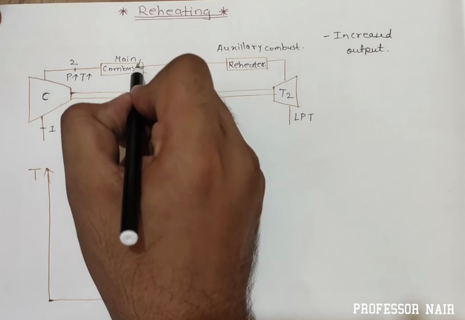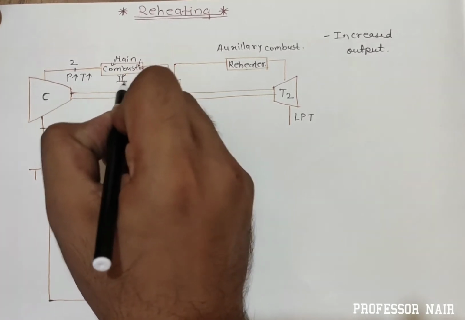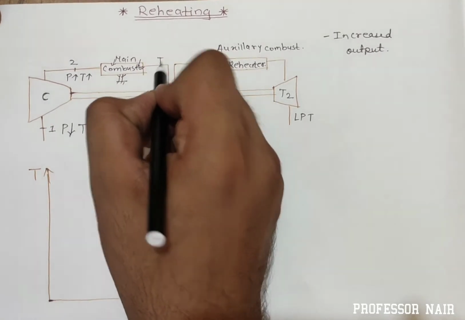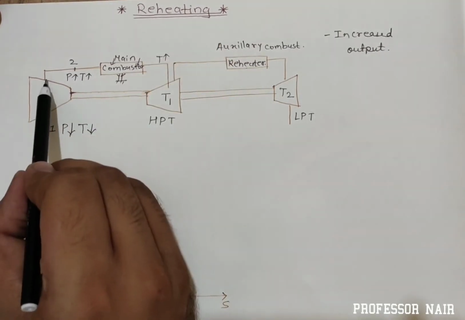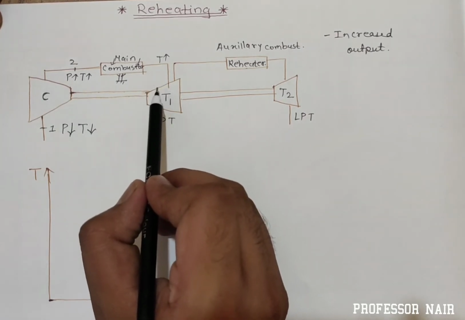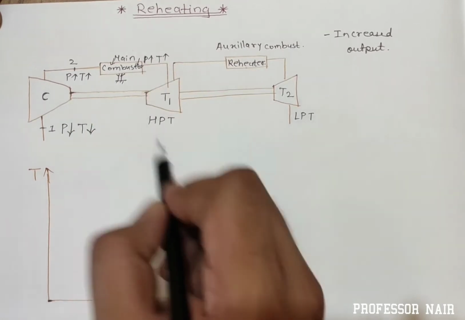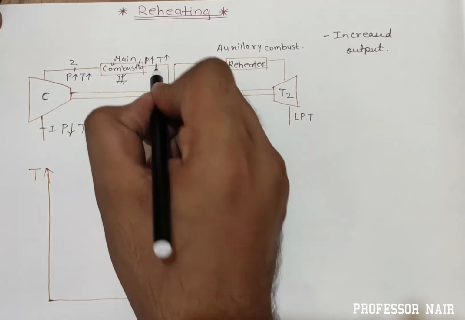Again in the combustor, fuel will get added and I will also heat this fuel. So the temperature increases, but the diameter from compressor to combustor, and from combustor to high pressure turbine, remains the same. So pressure would also be the same. This would be point 3.